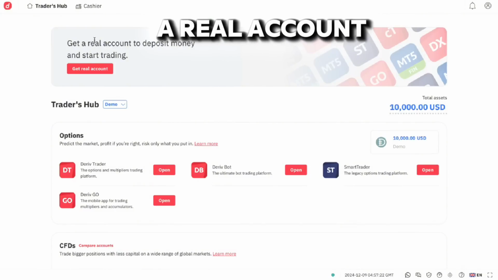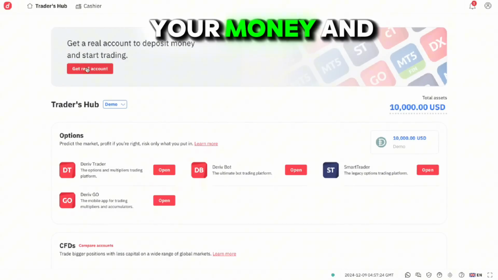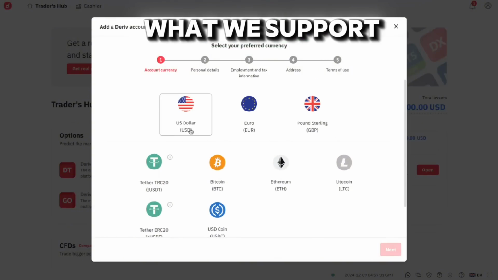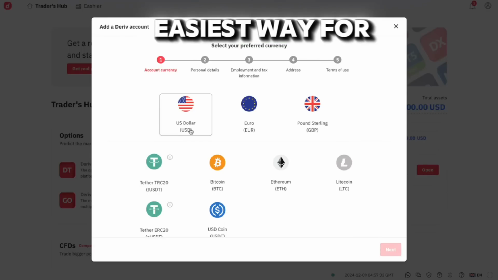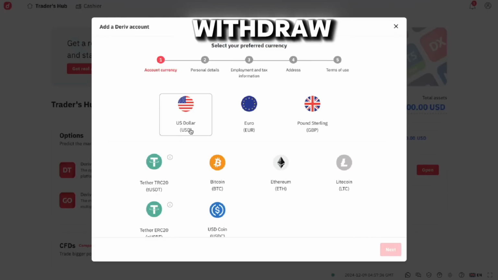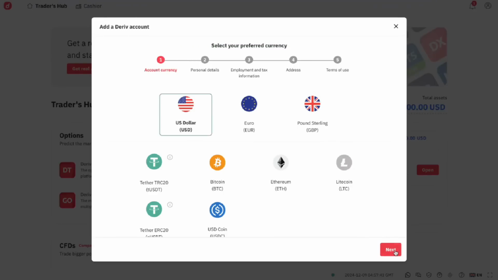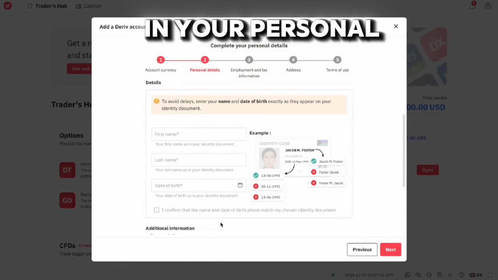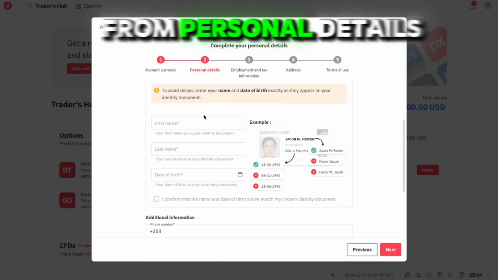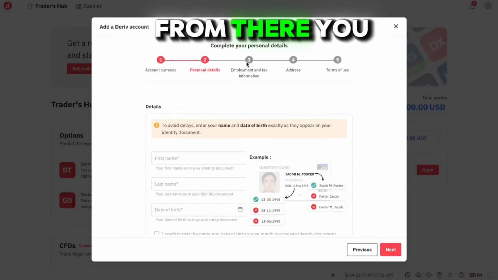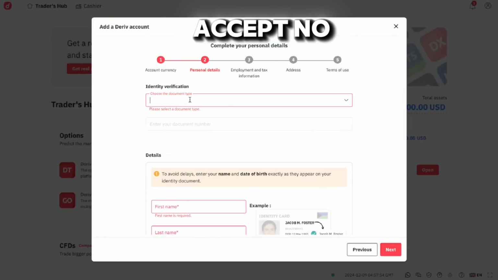But to create a real account, to deposit your money and start trading, you need to click get real account and then select US dollar, because this is what we support for now. That will be the easiest way for you to deposit and withdraw, because the USD is offered by many, many providers. So click the USD, you'll go to next, you'll fill in your personal details. From your personal details, also just make sure to put the details on your national ID. From there, you'll need, I don't know if it will accept. No, it will not accept.